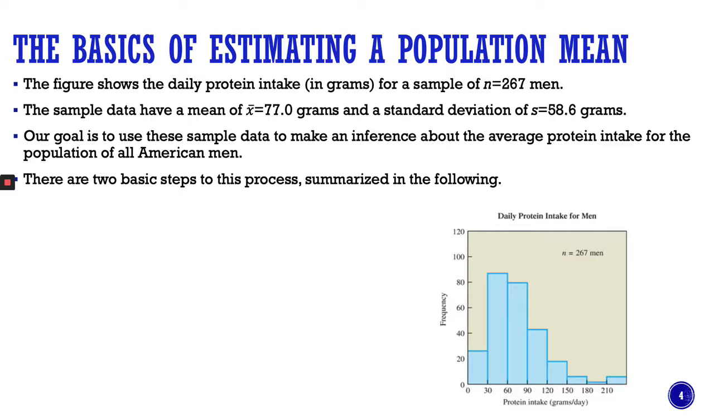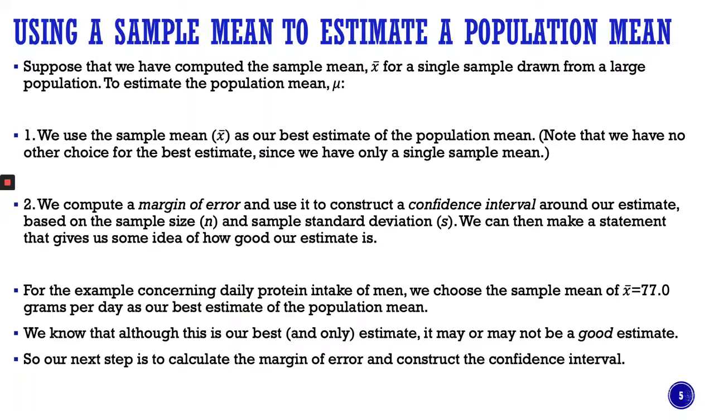There are two basic steps to this process, summarized in the following. Suppose that we have computed the sample mean, X bar, for a single sample drawn from a large population. To estimate the population mean, which is mu, we use the sample mean, X bar, as our best estimate of the population mean. We compute a margin of error and use it to construct a confidence interval around our estimate based on the sample size of N and sample standard deviation of S. We can then make a statement that gives us some idea of how good our estimate is.